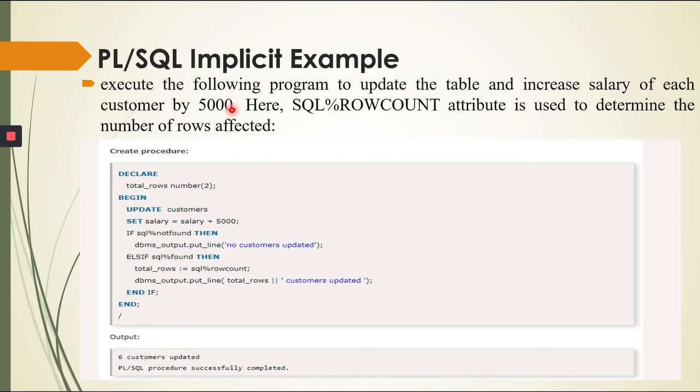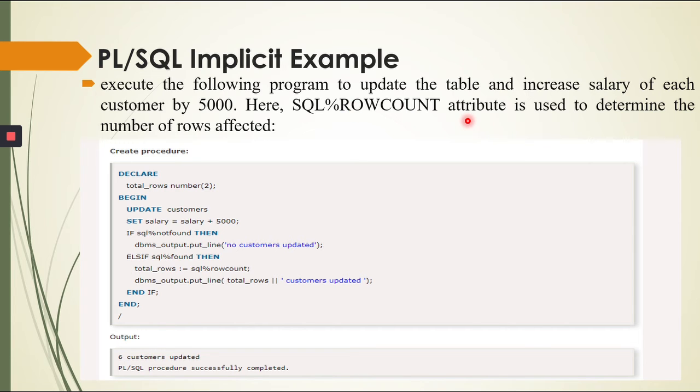Suppose they say add 5 customers to the existing table, then we have to write the insert query. If they say delete some rows according to their conditions, then some rows are deleted. So according to our concept, we have to write the query here. According to this, to increase the salary of each customer by 5,000, we have to write the update query. And for calculating how many rows are affected, we have to use the %ROWCOUNT attribute.